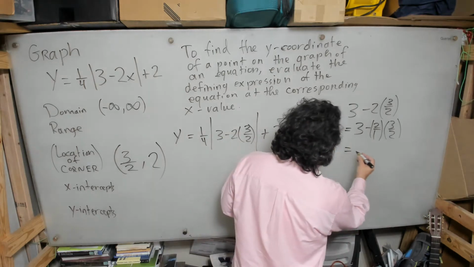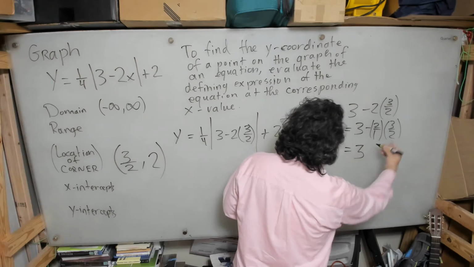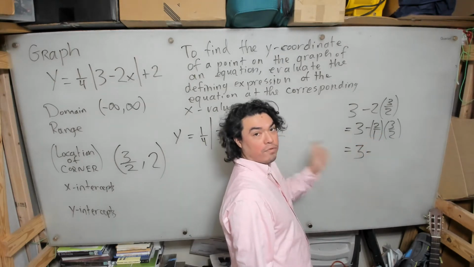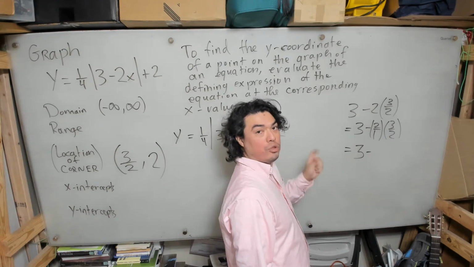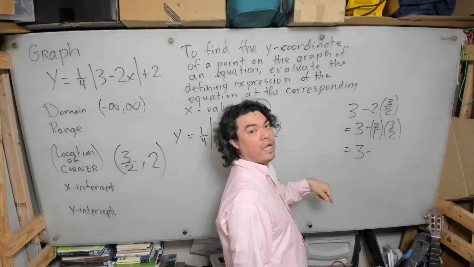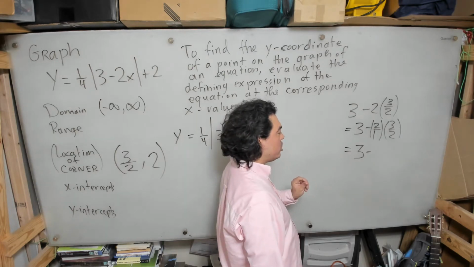Here, I can now multiply these two fractions. I'm going to have 3 minus... What's the product of two fractions? The product of two fractions is the fraction whose numerator is the product of the numerators of the fractions being multiplied, and whose denominator is the product of the denominators of the fractions being multiplied.